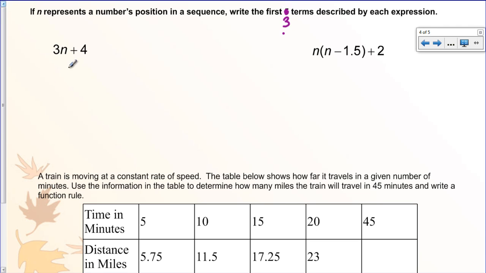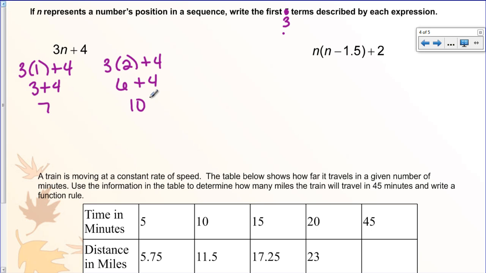So if I want to find the first 3 terms, that means to find the first term, I'm going to plug in 1. So I have 3n plus 4, I'm going to plug in the 1. 3 times 1 is 3, plus 4 makes 7. The first term is going to be a 7. The second term, I'm going to plug in a 2 because that's the second one. So I'm going to do 3 times 2 is 6, plus 4 makes 10. The second term in my sequence is 10.